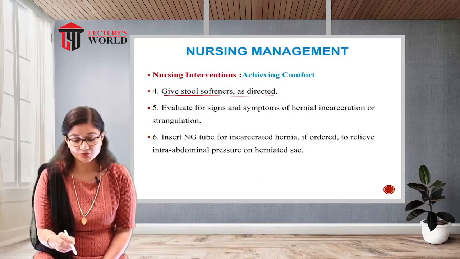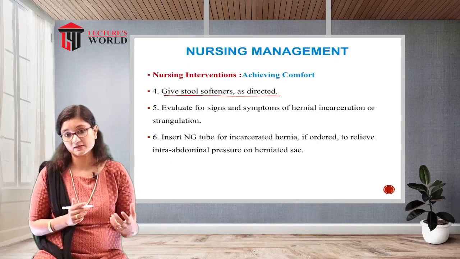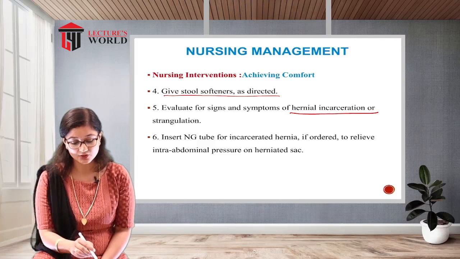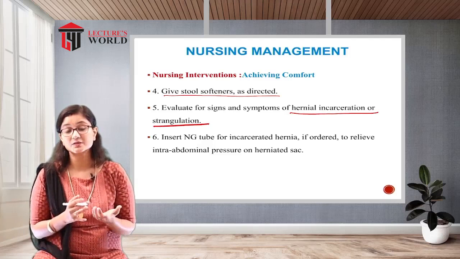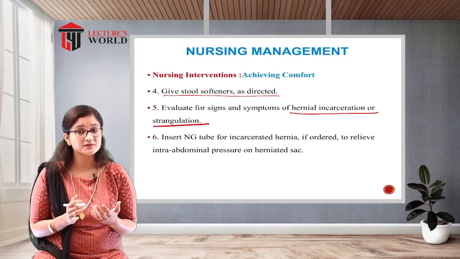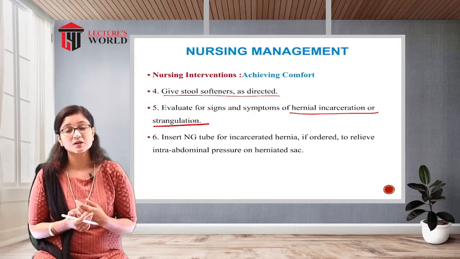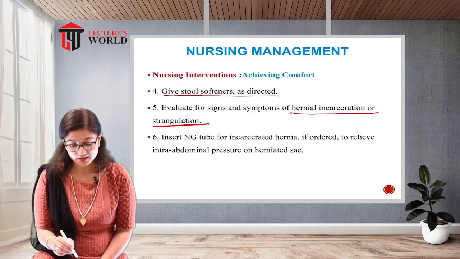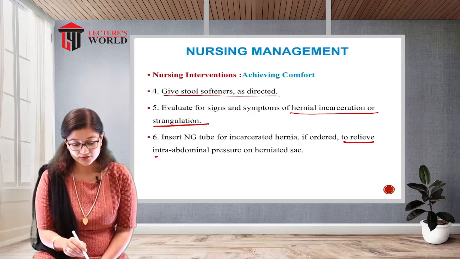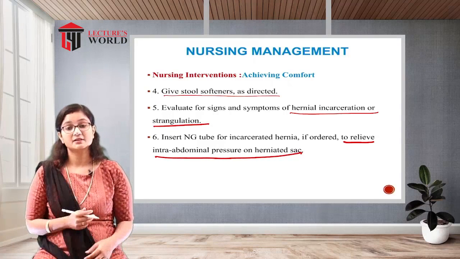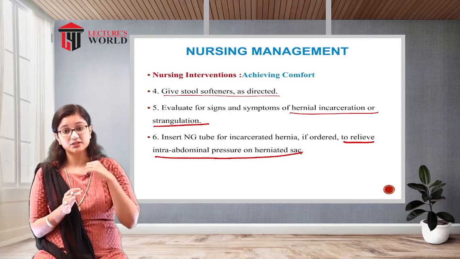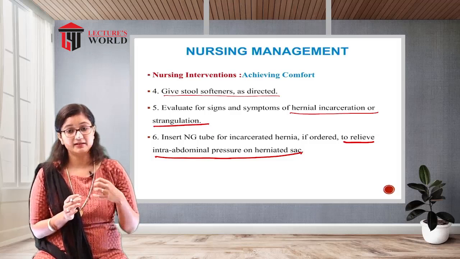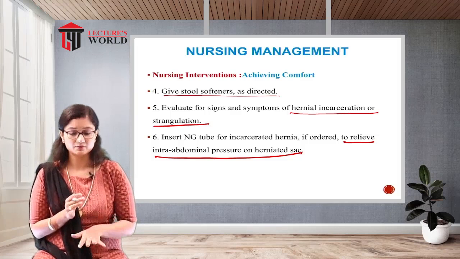Next, very important, he should not strain during stool passage, so we can give him laxatives. Evaluate signs and symptoms of hernial incarceration or strangulation. That is, we ask him whether the pain is increasing, whether he is having any nausea or vomiting, and fever. That shows that it is going into strangulation. Insert a nasogastric tube for incarcerated hernia in order to relieve intra-abdominal pressure on the herniated sac. If it is incarcerated, we can put a nasogastric tube so the abdominal distension can be reduced further, and then it can cause relief of pain for the patient.